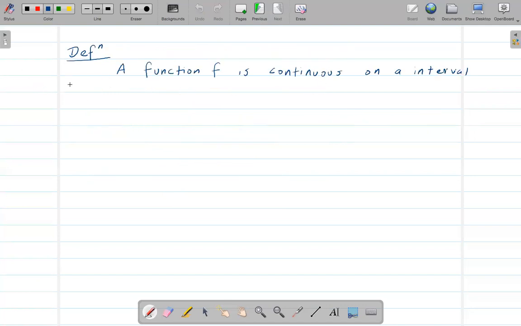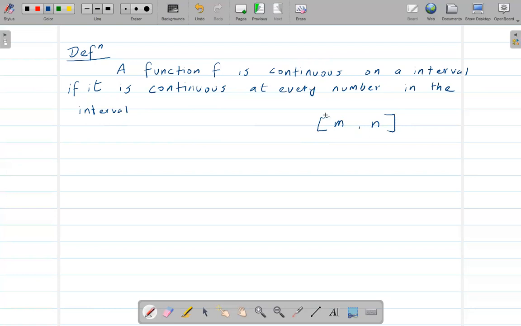So even that was an interval, but like I said, the idea here is the same thing. A function is continuous on an interval if it is continuous at every number in the interval. So it's obvious, right? A function is continuous on an interval. Let's say there is an interval m and n.